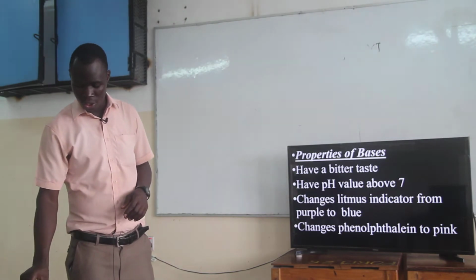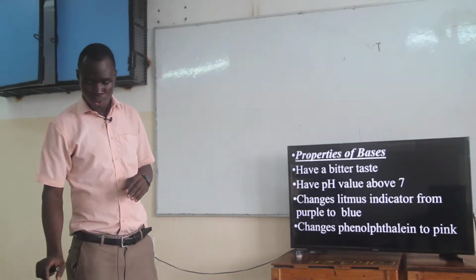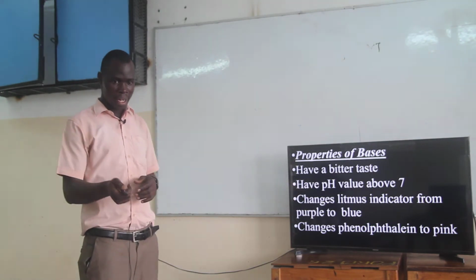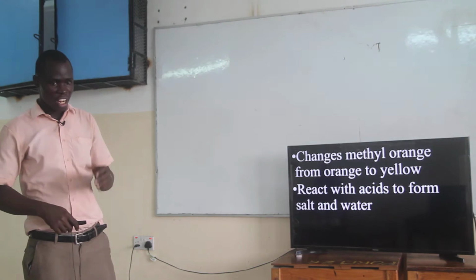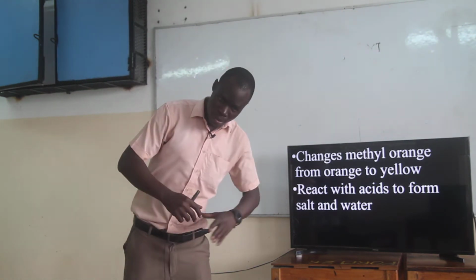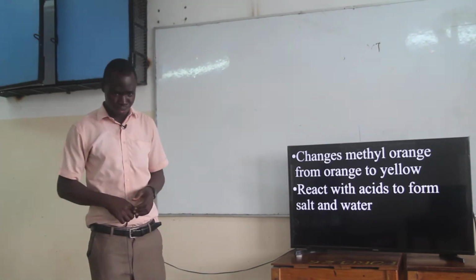Phenolphthalein will be just down here to pink. So this is the phenolphthalein we've already studied. It changes phenolphthalein from colorless to pink. It changes methyl orange, which is generally orange, the way the name suggests, to yellow. So it changes it from orange to yellow.